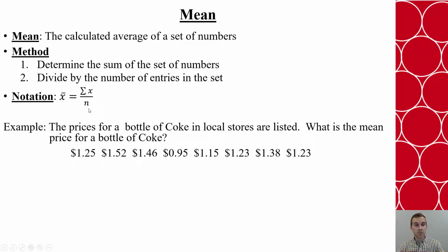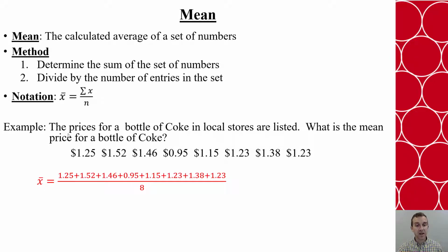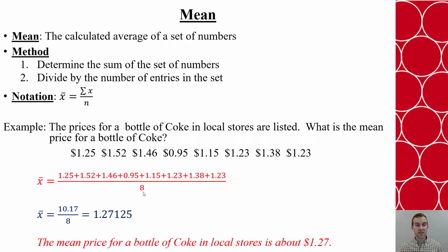So let's look at an example. Say we find that the prices for a bottle of Coke in local stores are these 8 prices below, and we want to know what's the mean price. What we would do is sum and add these 8 prices together, and then we divide by 8 since there were 8 total prices. When we do that, we get approximately $1.27. So we would say that the mean price for a bottle of Coke in local stores is about $1.27.